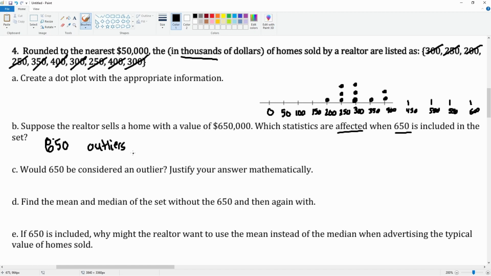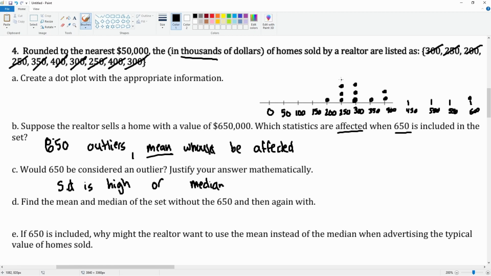So what gets affected would be the mean, right? It gets pulled. The mean will get pulled. 650 would be considered an outlier. Just answer mathematically. Okay. Well, we can find the standard deviation, right? So we can say the standard deviation is high, or we can also say that the median is probably roughly around here, around 250 to 300. Okay. Find the mean and the median of the set without the 650.